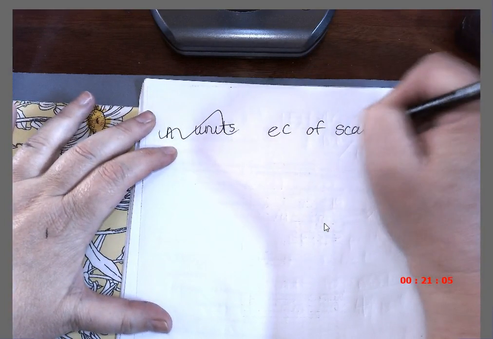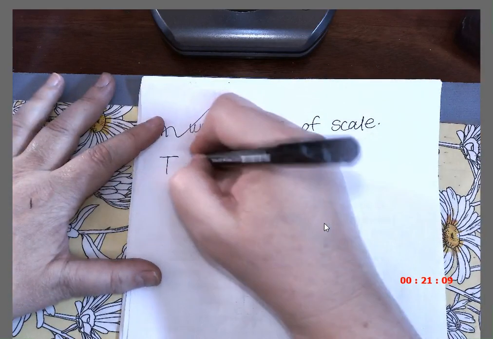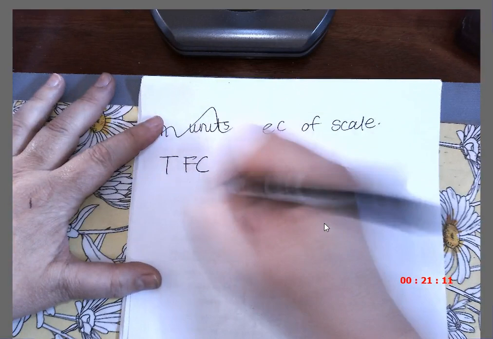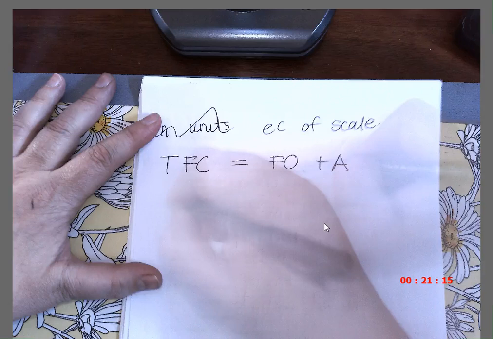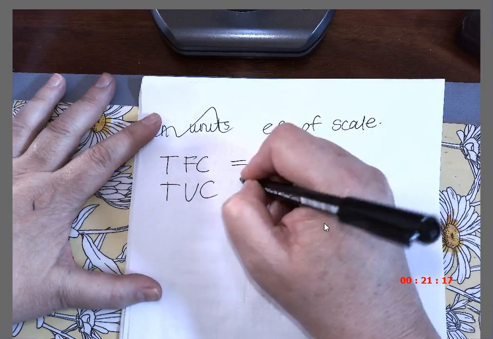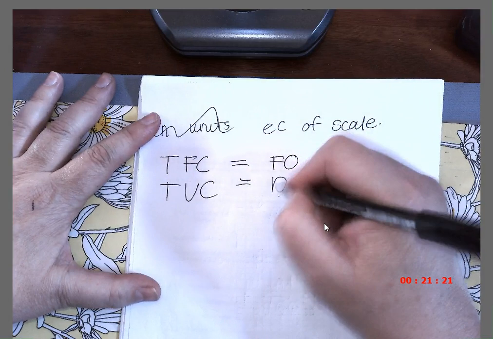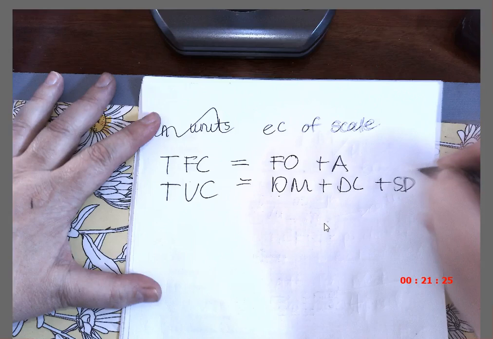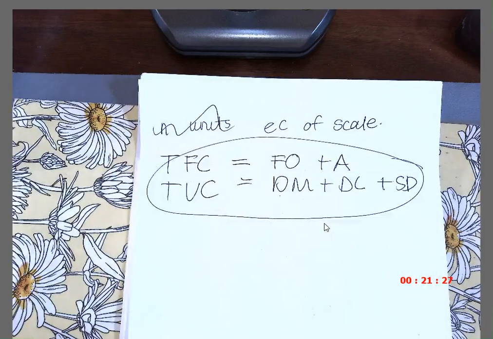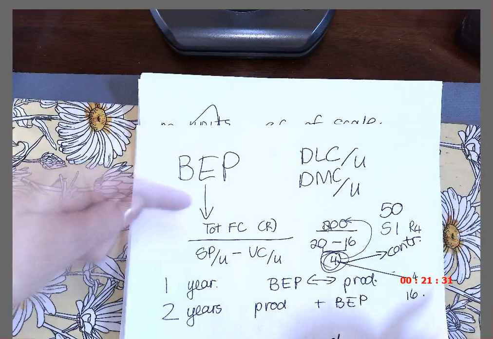Economies of scale basically mean, the first thing you need to realize, total fixed cost is factory overheads and admin. Total variable cost is direct material, direct labor, sales and distribution. You have to know this, because when they ask you the break-even point, it's not a given that they're going to give you these straight.